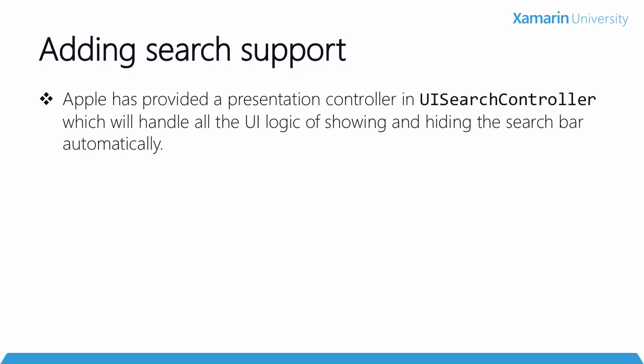You can use the search bar directly if you like, but Apple's also provided a higher level controller which will handle all of the UI logic of showing and hiding the search bar automatically. It creates and controls the search bar experience and ensures that your search support works exactly the way Apple says it should. The class we're interested in is the UI Search Controller, and it was added into iOS 8.